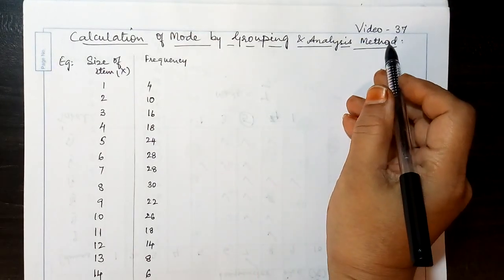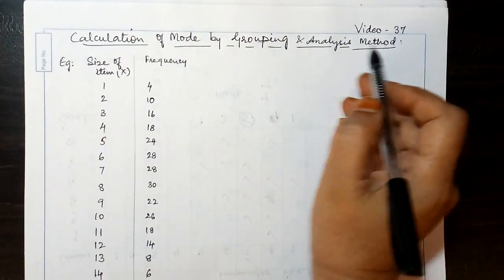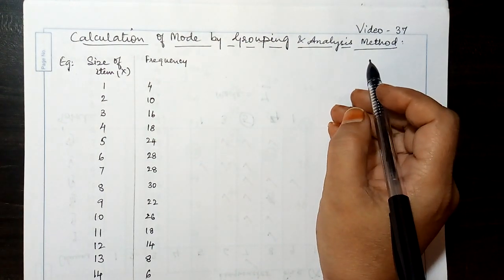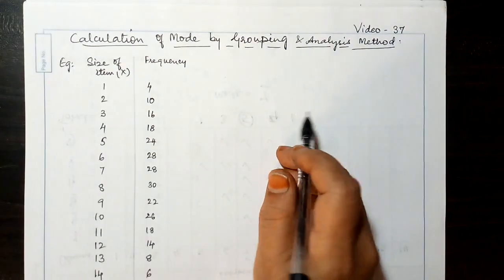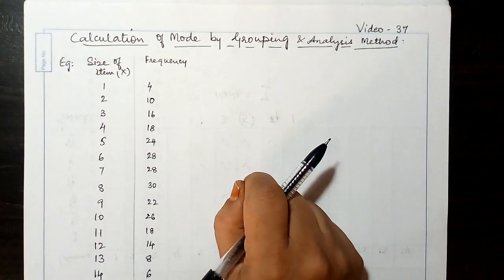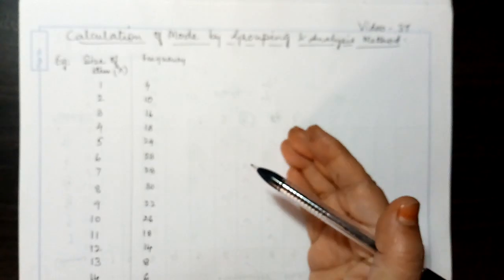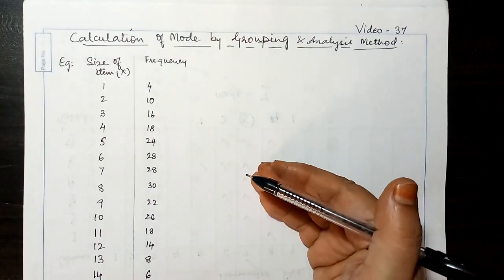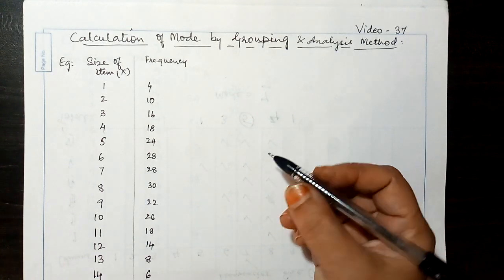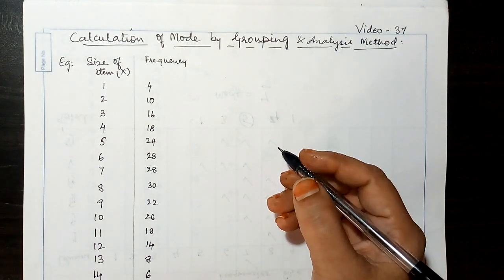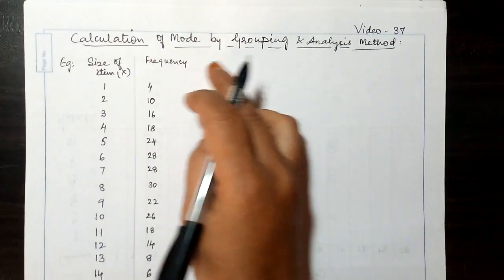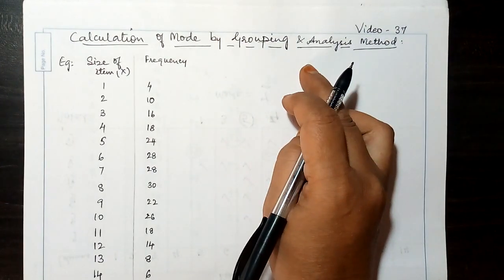In today's video number 37, we are going to learn calculation of mode by grouping and analysis method. In the previous video number 36, we learned calculation of mode for an individual series and also how to convert the individual series into discrete series, and then by observation or inspection method we calculated mode. Now for a discrete series, we will now calculate mode by grouping and analysis method.